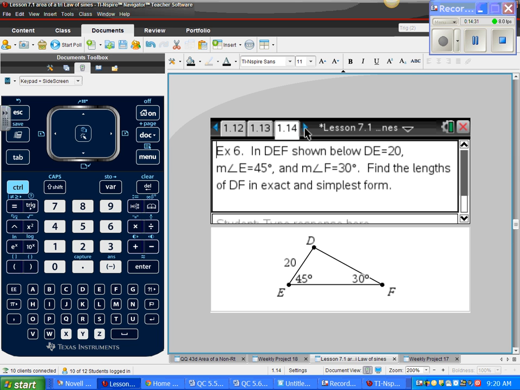So go ahead. You know what side you're looking for, right? What side is DE? What's another way to say DF? Lowercase e. Okay, so there's what you're looking for. So draw your crisscrosses if you need to. Figure out what you're going to use and what you are finding. Okay, so go ahead and give it a shot, and we'll come back together in a second.